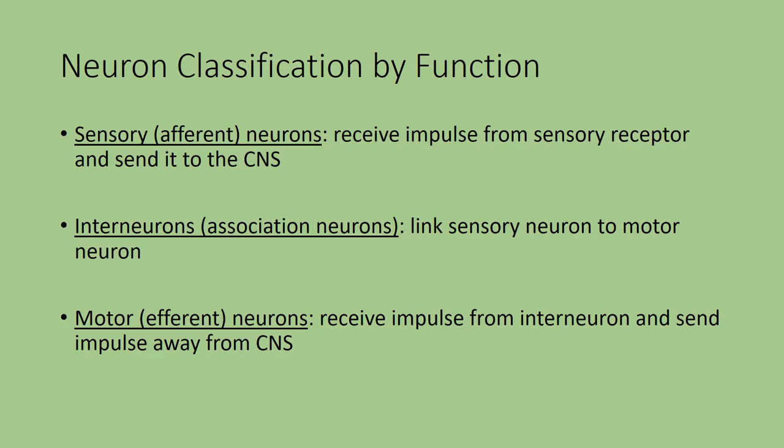So typically what happens is the receptor picks up some stimulus, maybe it's pain, maybe it's temperature, whatever that stimulus is, the sensory neuron then is stimulated, sends that to the central nervous system. The interneuron is going to receive that information and then send it further down to the motor neuron, which is then going to stimulate whatever response you have.